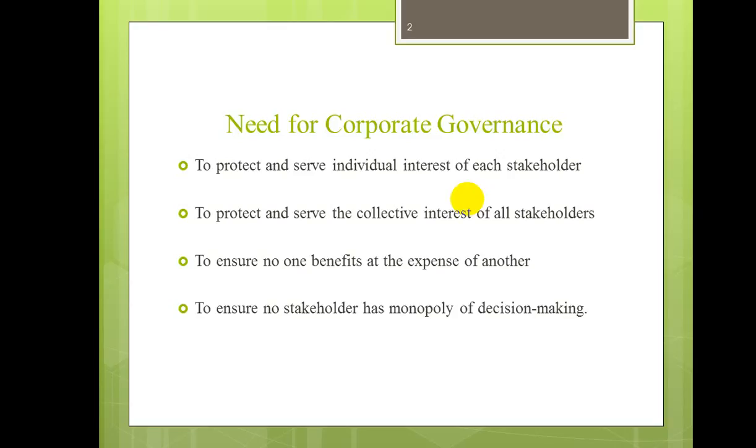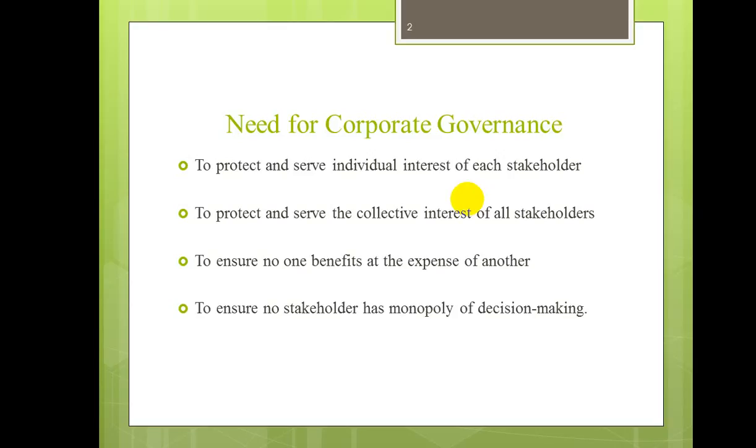Now number three: we have to ensure no one benefits at the expense of another. Here you can say that it means no stakeholder is allowed to exploit another. It means no one is allowed to exploit the other stakeholders' rights or benefits. So the third point is about this.